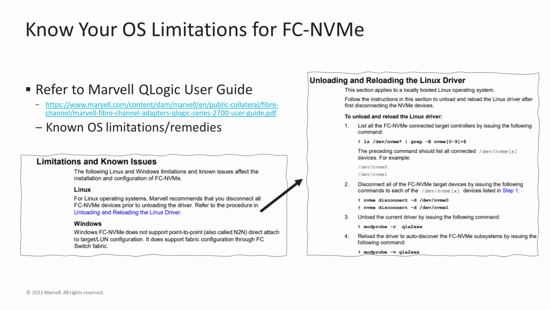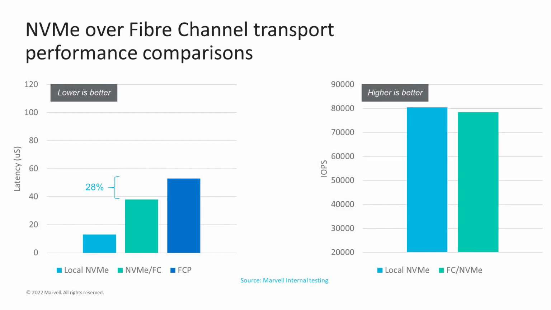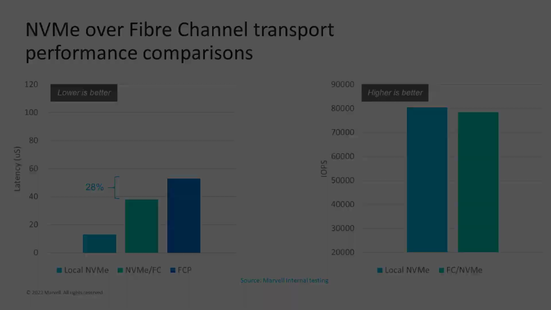Read the freaking manual. This slide was shown in our NVMe over Fabrics video, but I'm repeating it here to show the benefit of transitioning to FC-NVMe. As you can see, there's a 28% reduction in latency, and the IOPS performance is comparable to local NVMe storage when you're using FC-NVMe. This means applications run faster when compared to FC-SCSI. Let's use some data from one of our OEMs to prove this point further on the next slide.